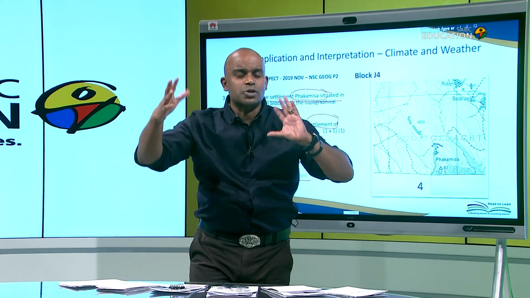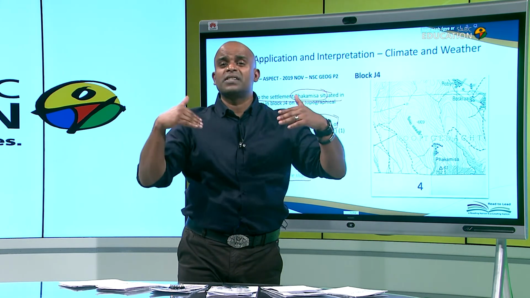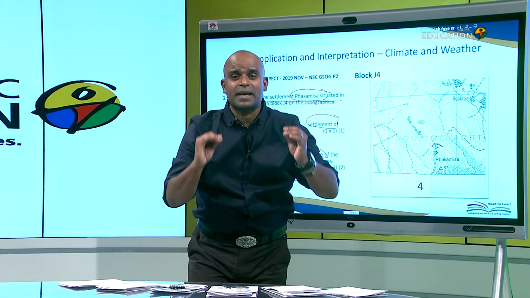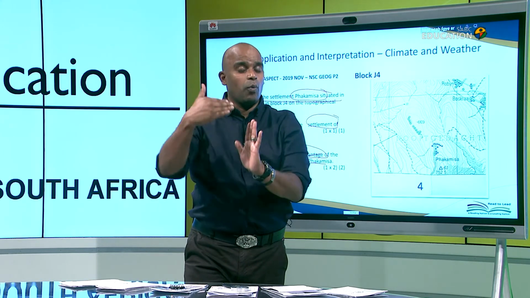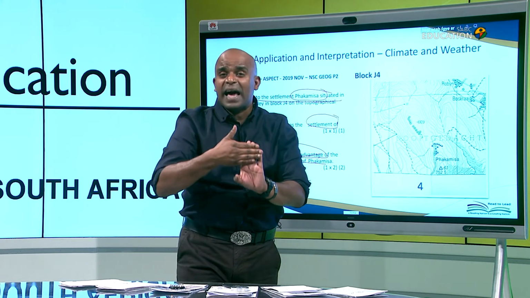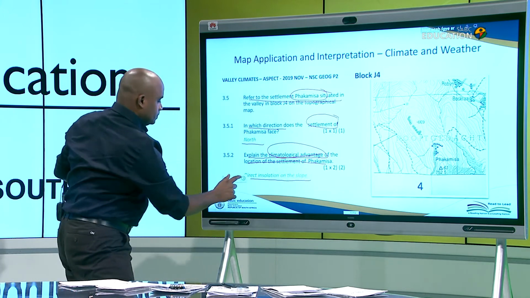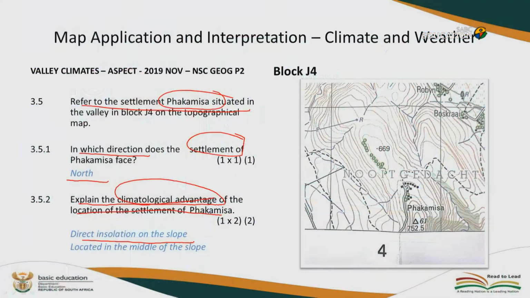Your ability to see and work through the different language and phrases, to see that the same aspects are being examined. So, once you've been able to master your theory, it's about applying the same theory to different maps. Located in the middle of a slope, again, that's referring to Phakamisa.